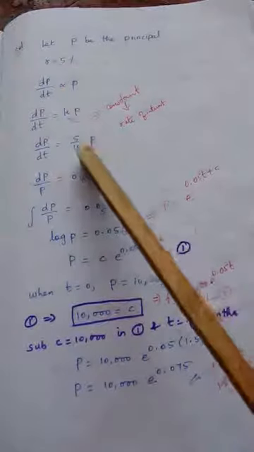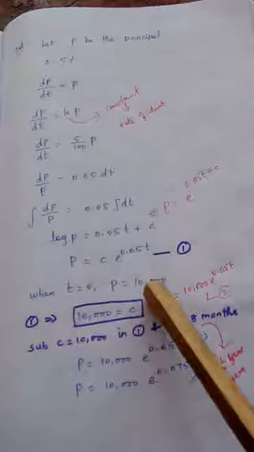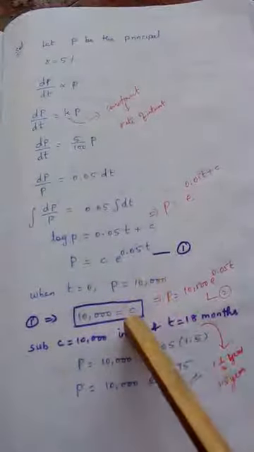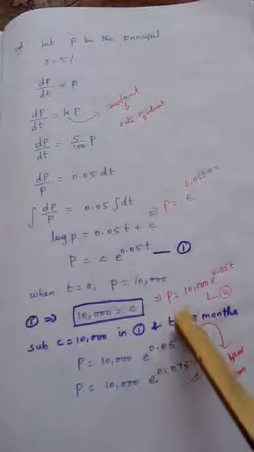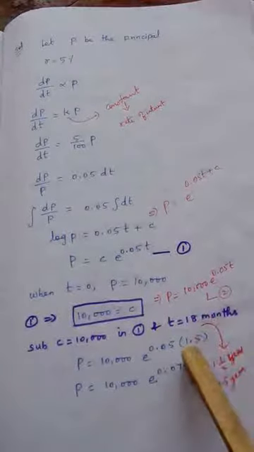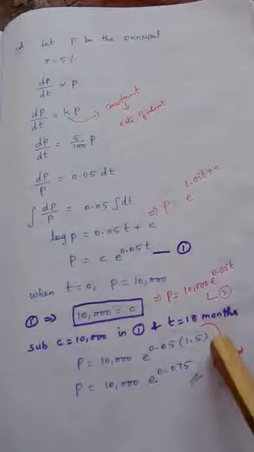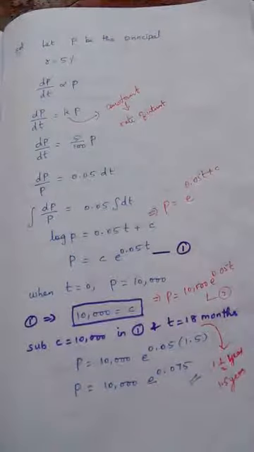Here the constant K is the rate of interest. First equation, this is the initial condition. At the starting stage, 10,000 rupees is the amount deposited. Substituting that C value we get the equation. Then we are calculating the amount after 18 months. Why are we writing 1.5 instead of 18? 18 months means 1.5 years. That is the reason. So this is the final answer.